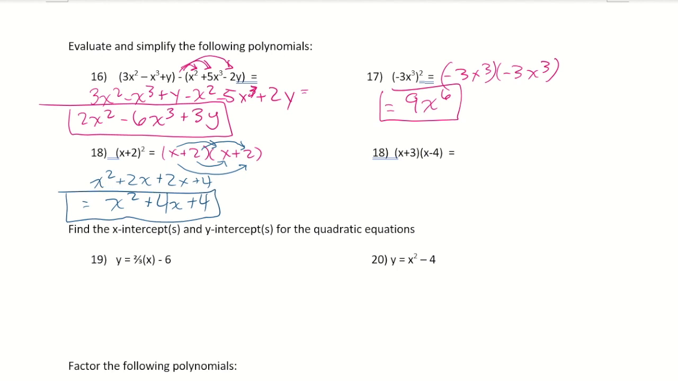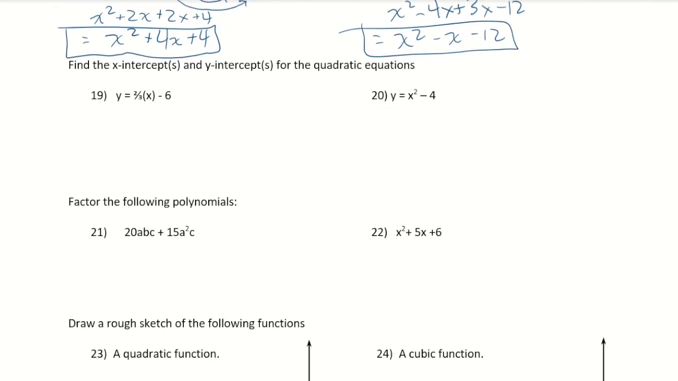This is the same thing. So we're going to do x squared plus or minus 4x plus 3x minus 12. And then you just combine the middle terms: x squared minus x minus 12.